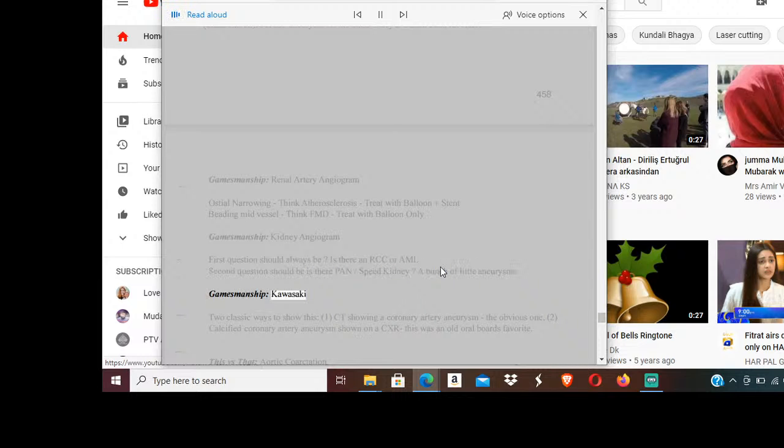Gamesmanship: Kawasaki. Two classic ways to show this: 1. CT showing a coronary artery aneurysm, the obvious one; 2. Calcified coronary artery aneurysm shown on a CXR. This was an old oral boards favorite.